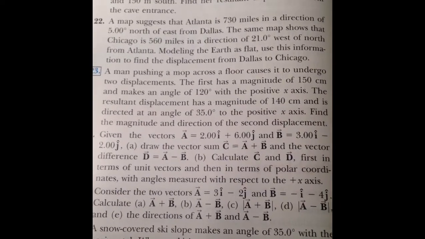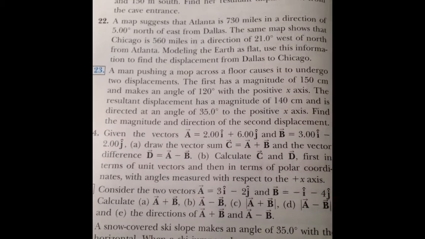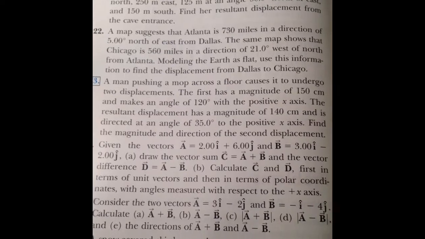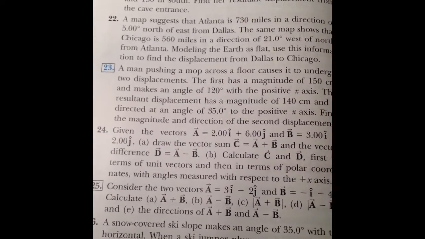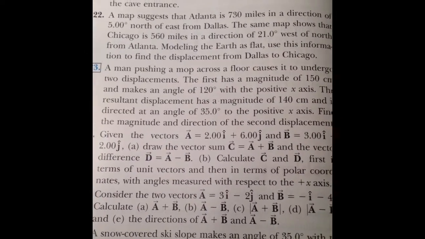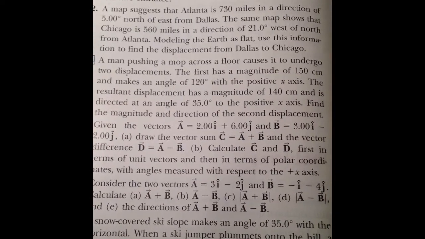So the problem says a man pushing a mop across the floor causes it to undergo two displacements. The first has a magnitude of 150 centimeters and makes an angle of 120 degrees with the positive x-axis. The resultant displacement has a magnitude of 140 centimeters and is directed at an angle of 35 degrees to the positive x-axis. Find the magnitude and direction of the second displacement.